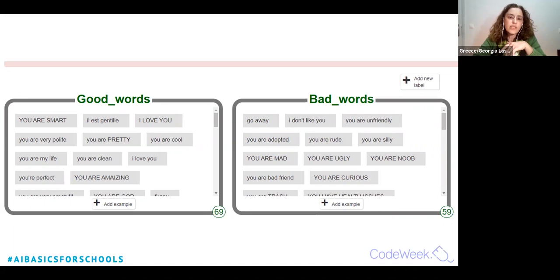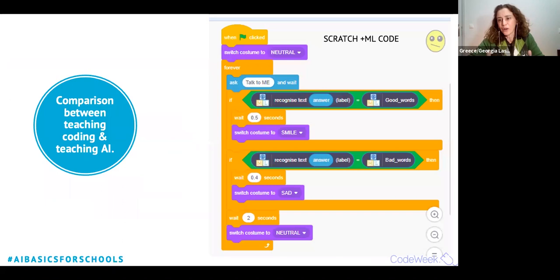By using the traditional algorithms, the chatbot asks, "Talk to me." And then the answer, step by step, is analyzed. So if the answer is "you are great" or "you are stupid," you get a happy face or a sad face. But this way, they had to write a lot of commands to be able to recreate the conversation.